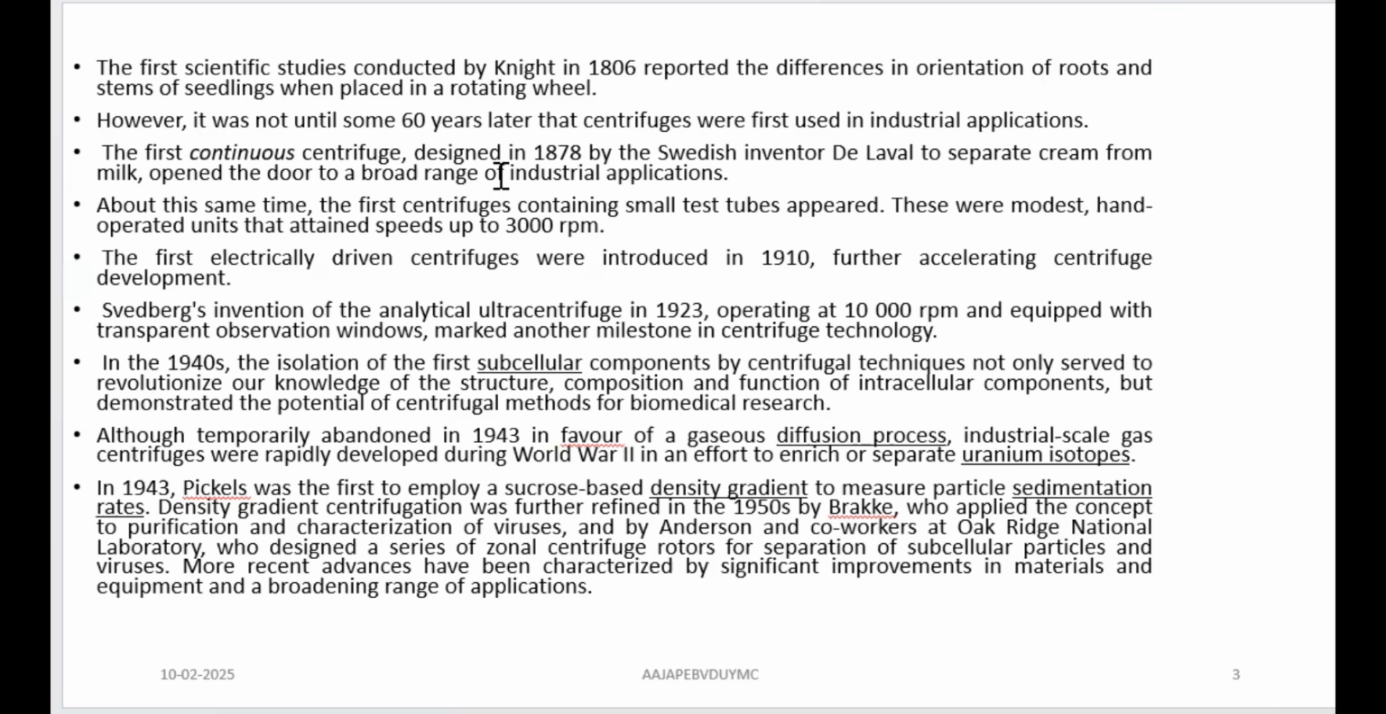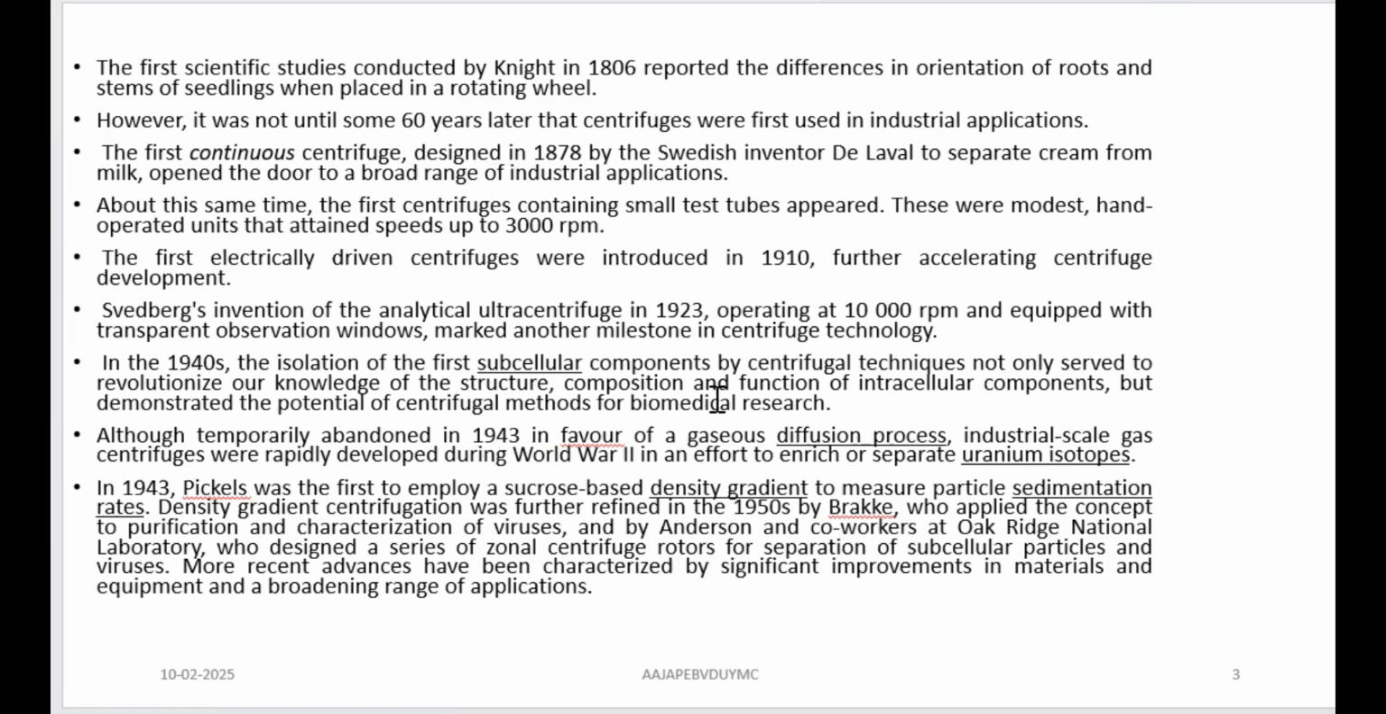Further came electrically driven machines in 1910, and the acceleration of the centrifuge was much better, and you had high speed centrifuges. So you know the types of centrifuge: low speed, high speed, then ultra high speed. That is how you name them on the basis of the speed they attain. And then ultracentrifuges are further categorized as analytical ultracentrifuge and preparative ultracentrifuge. That is what you have studied in earlier classes, right?